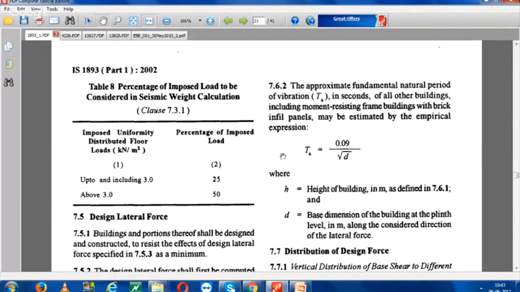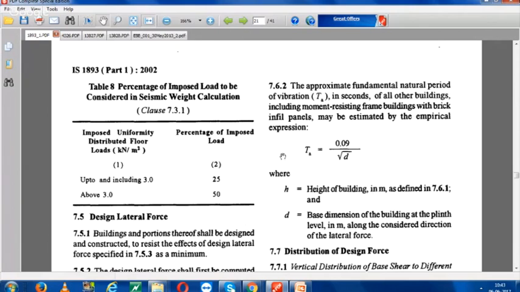So this is how you can calculate the time period and fundamental frequency of a structure. Here you have one question, Question number 9, in which you need to estimate the base shear of the building.